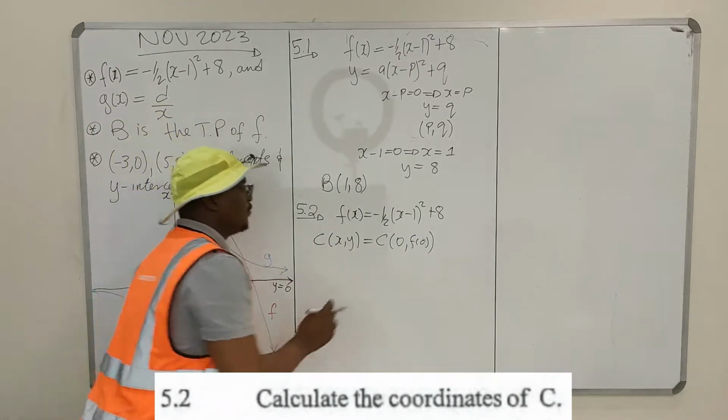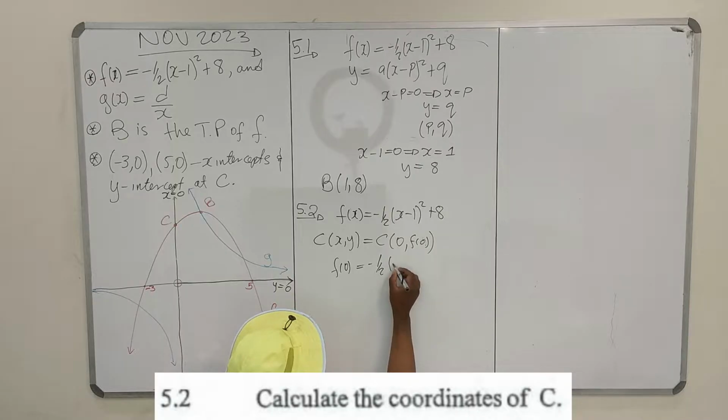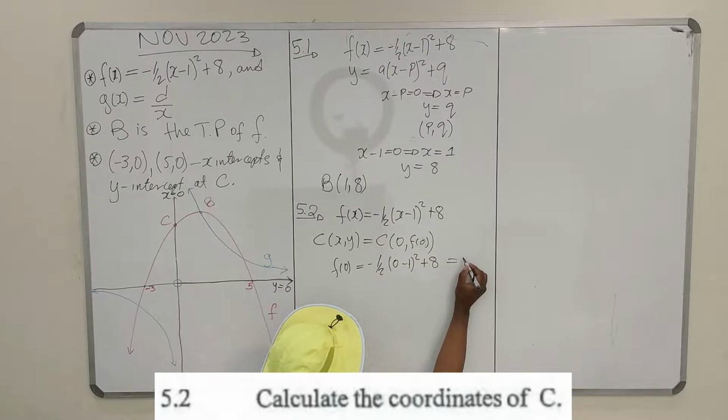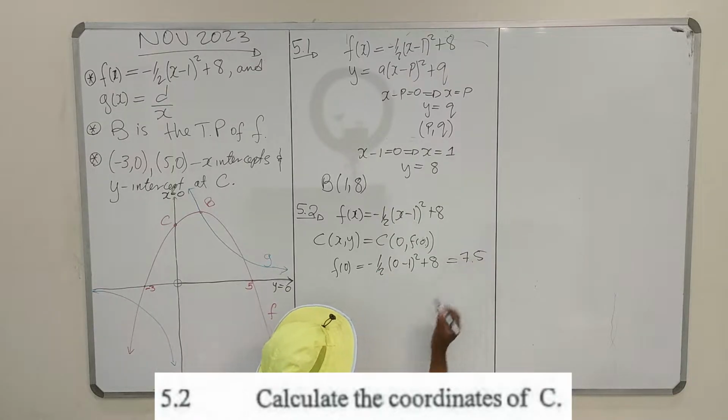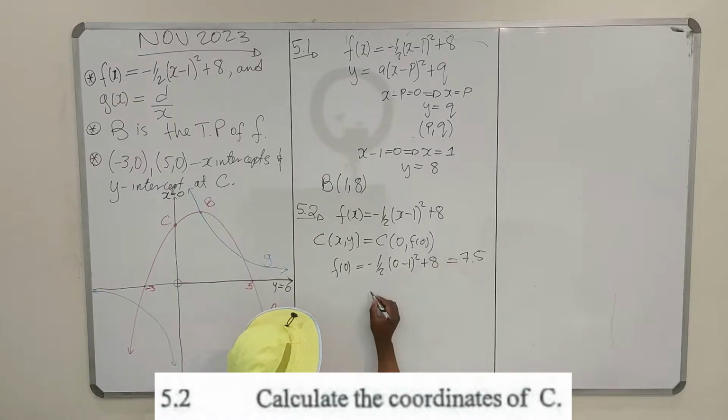So what do we do? To find the value of your function at 0, f at 0 is equal to minus half of (0 minus 1) all squared, plus 8. If you punch that in, this is 1, times minus half. So this is 7.5. The answer of this is 7.5. So the coordinates of your C are 0 and 7.5.